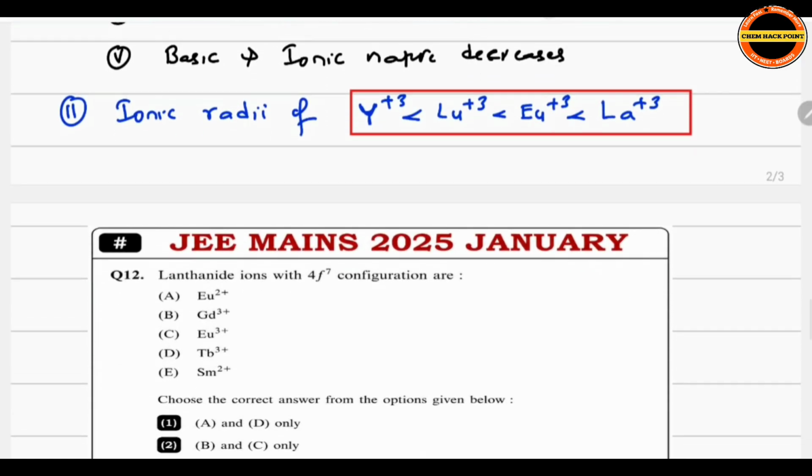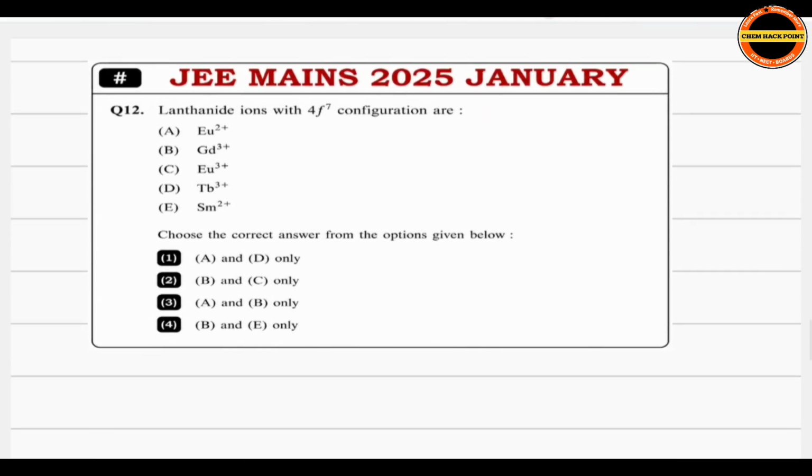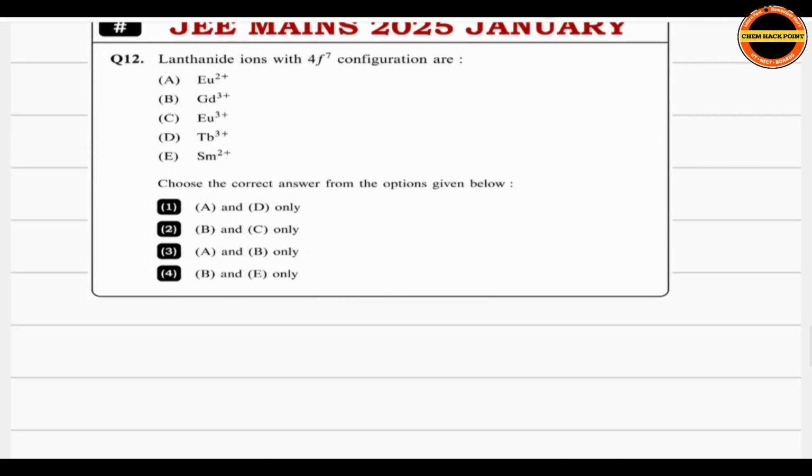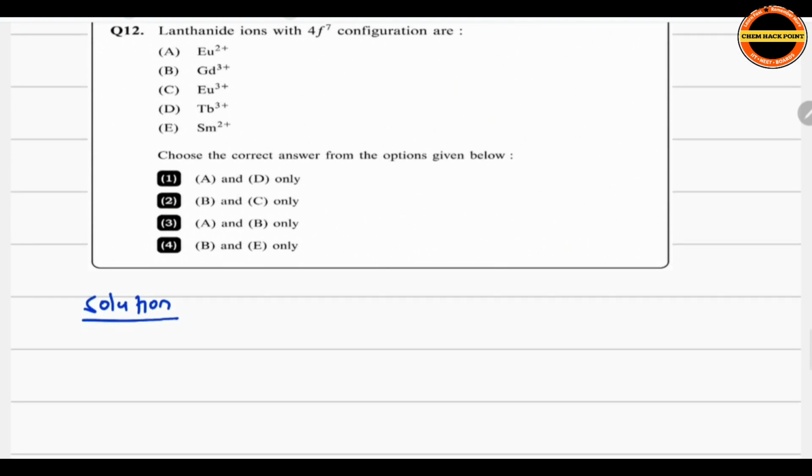Let us see the JEE Mains 2025 January question. Observe the question, everyone, and how we need to solve it. Lanthanide ions with 4f7 configuration are... They are asking for lanthanide ions with 4f7 configuration. Observe: Eu +2 is given. I am writing the Eu +2 configuration: xenon, 4f7, 6s0.